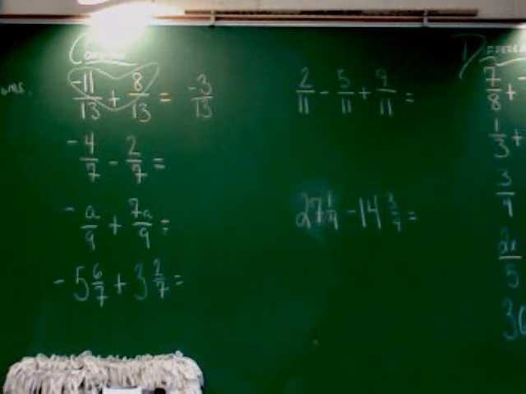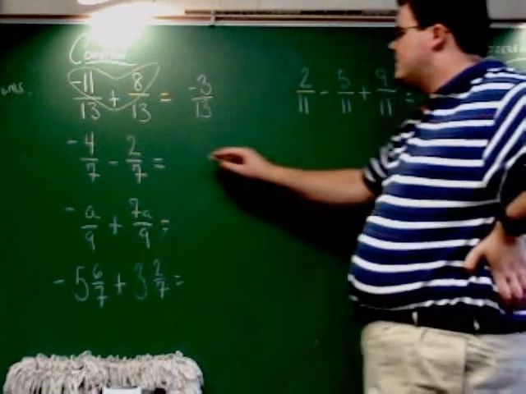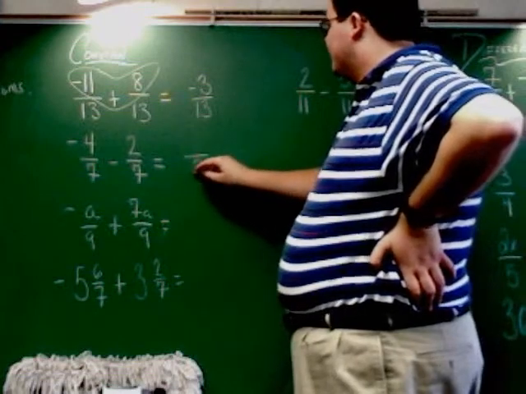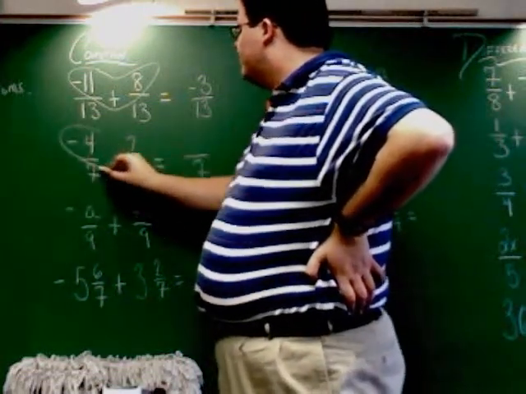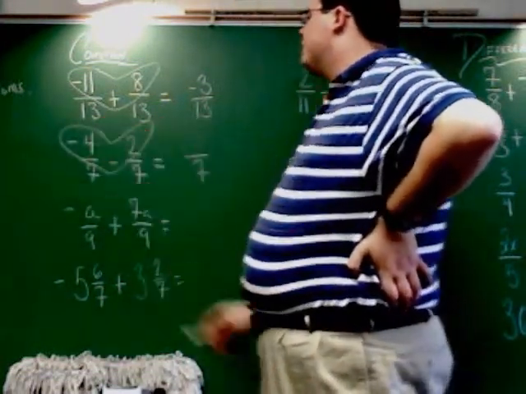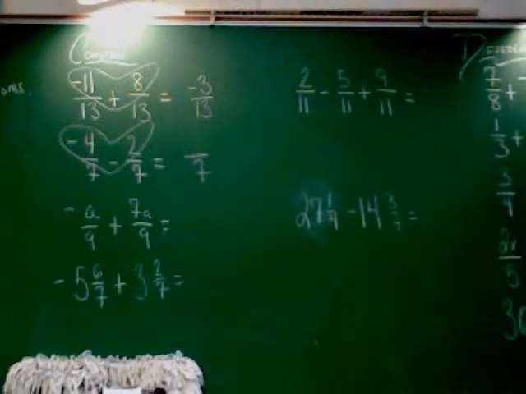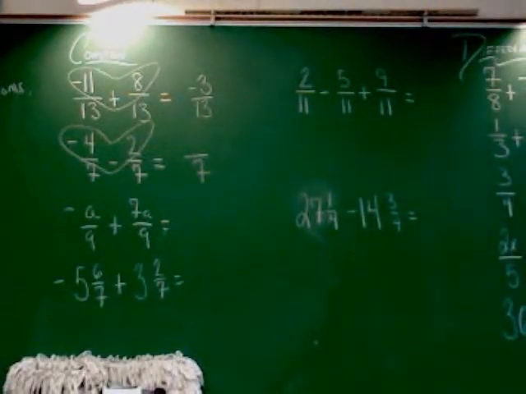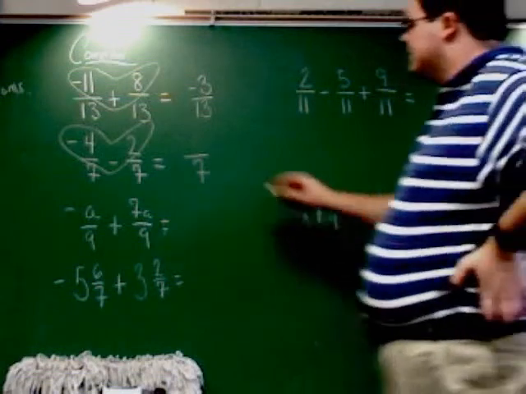All right, the next problem is negative 4/7 minus 2/7. Again, the denominator stays the same. I don't have to worry about the denominator. It stays 7. The only thing I have to do is negative 4 minus 2, which is negative 6, and you've got negative 6/7.